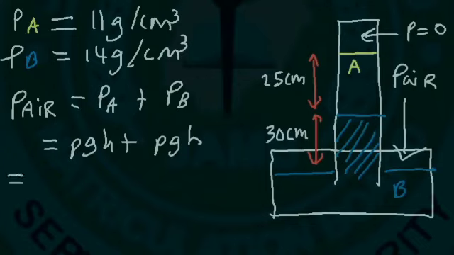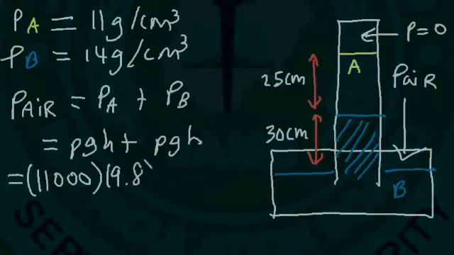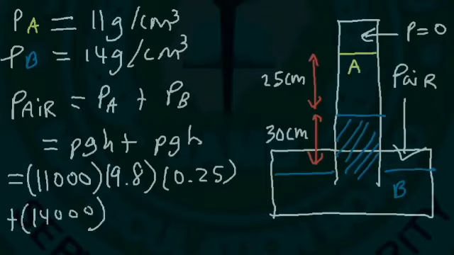So the density for A, now we'll need it in kilograms per cubic meter, so that's going to be 11,000 times g, which is 9.8. And the height of fluid A in meters, 25 divided by 100, is 0.25 meters. And then plus the density of B, which is 14,000 times 9.8 times the height of B, which is 0.3 meters.